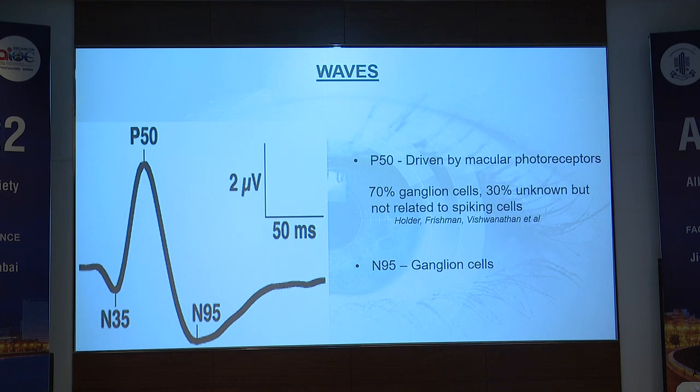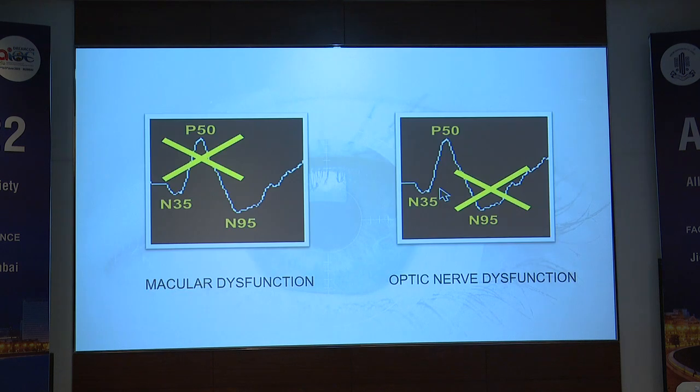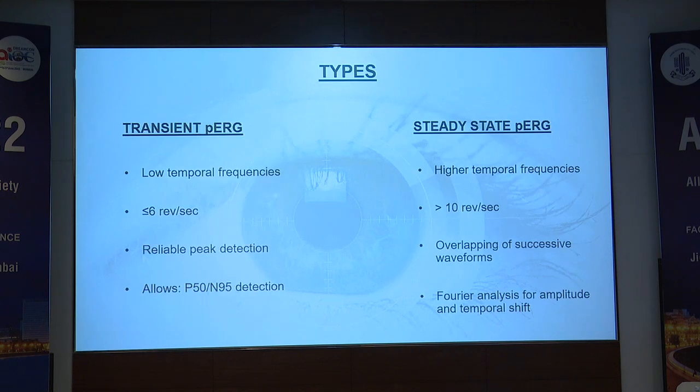Three types of waves are formed, but broadly, remember there are two types of waves that are really important for us: a P50 wave and an N95 wave. A P50 wave arises 70% from the ganglion cells, but is actually driven by the macular photoreceptors. And N95 comes from the ganglion cells, and they're the negative waves. So in a maculopathy, the P50 wave goes, and in an optic nerve dysfunction, the N95 goes.